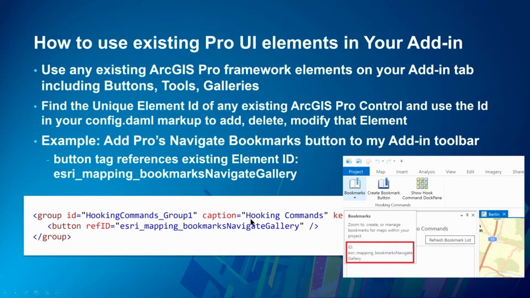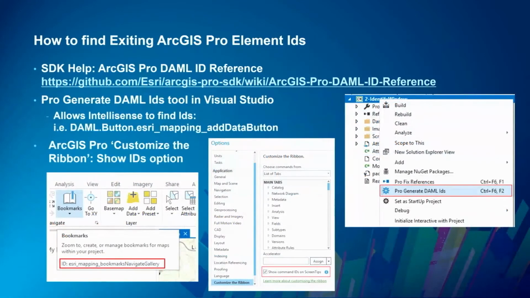But anyway, here is my own group. I have a group called hooking commands. And within that group, I have a button element, and all I specify is a refID, a referenced ID, and I reference the existing ID from within ArcGIS Pro. Now, you can see on the right side, that's my toolbar. I added 2 more buttons to it, but on my toolbar, the existing bookmarks navigation button appears. And we'll see that in the sample.